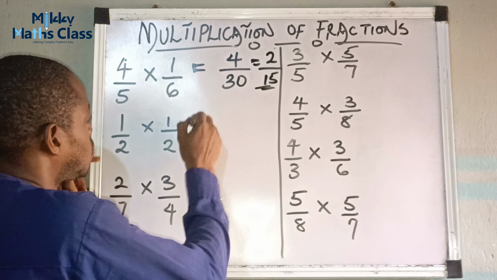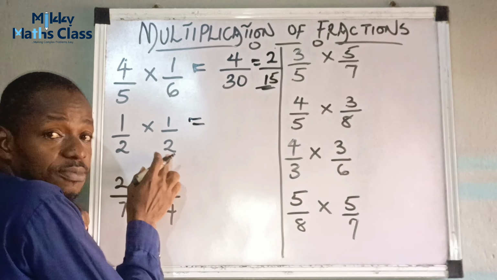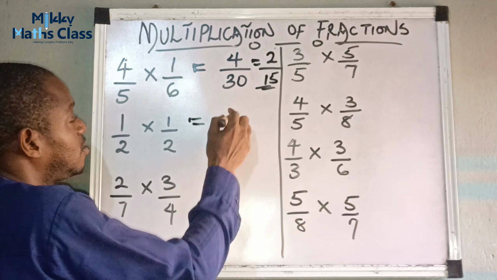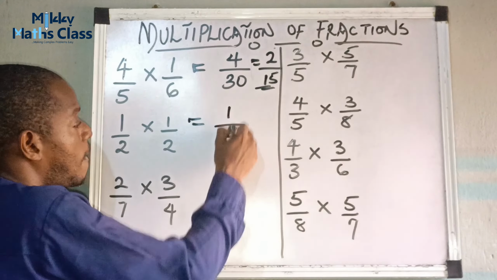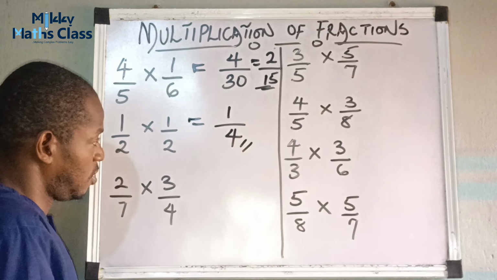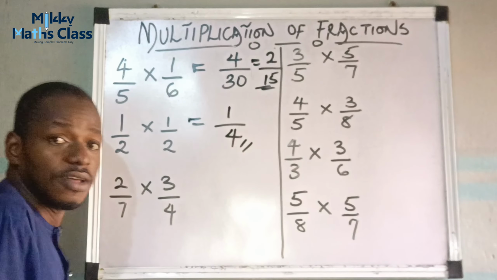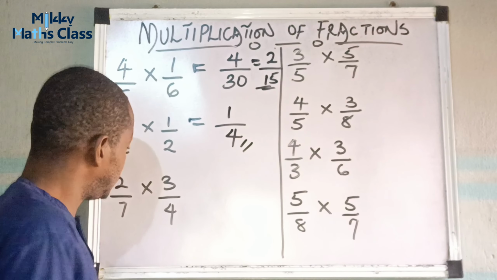Now let's look at this one. 1 half times half, that's 1 times 1, that's 1 over 2 times 2, that's 4. 1 over 4. Nothing can divide it. It's a fraction in its lowest term, so we leave it.